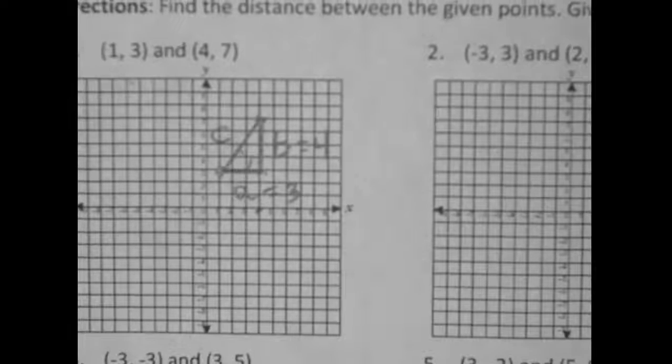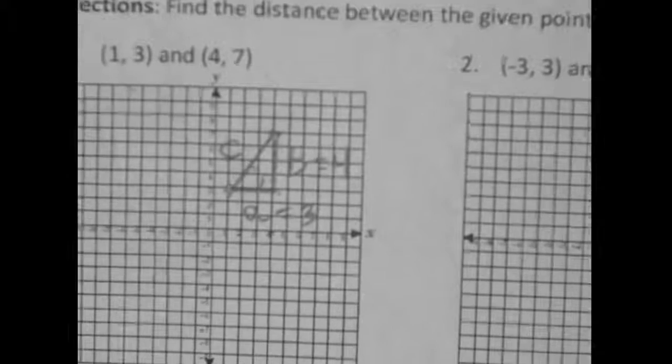My triangle. From here to here, I went 1, 2, 3. That's 3. Isaiah, you watching? From here to here, I counted 1, 2, 3, 4.